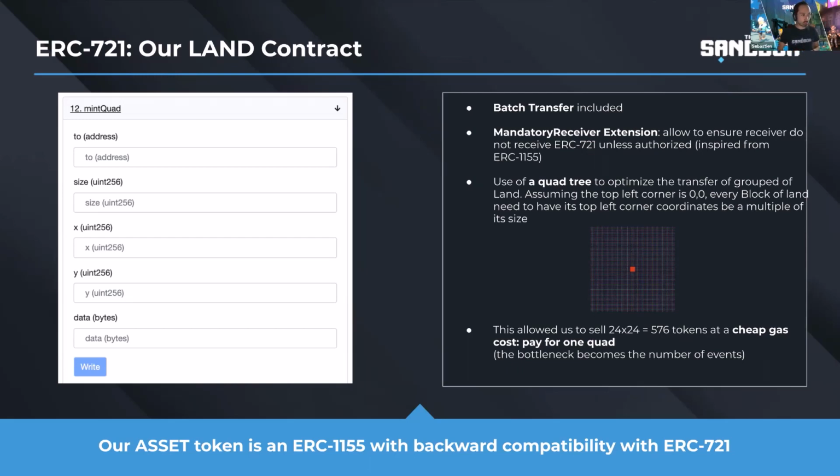We've been using quad trees to optimize the transfer of group blocks and calculate coordinates and make sure they're always consistent on our map. And as you can see here on the smart contract function, it's pretty simple as such to mint and transfer land of various sizes.